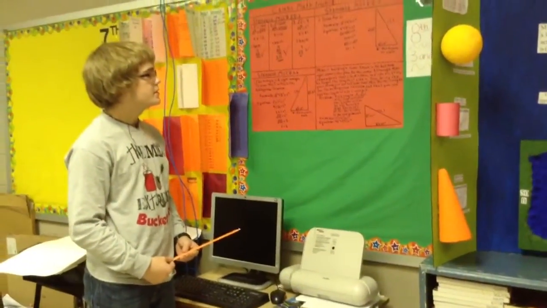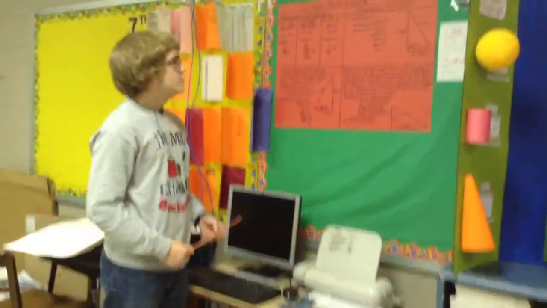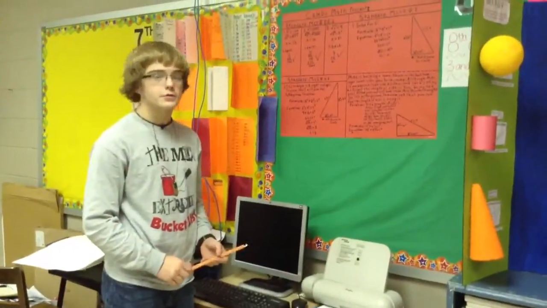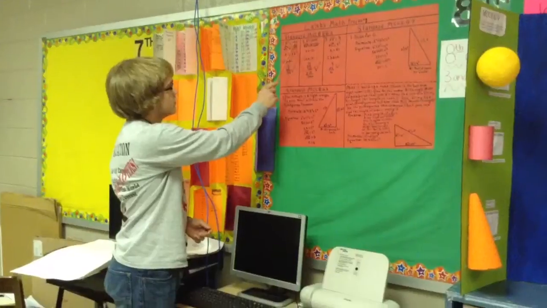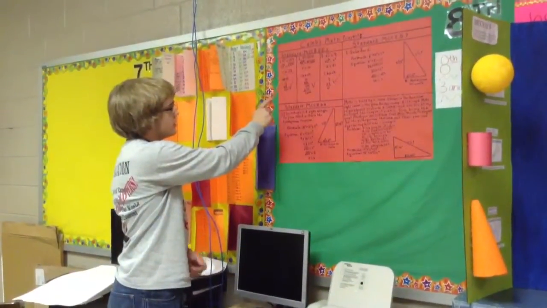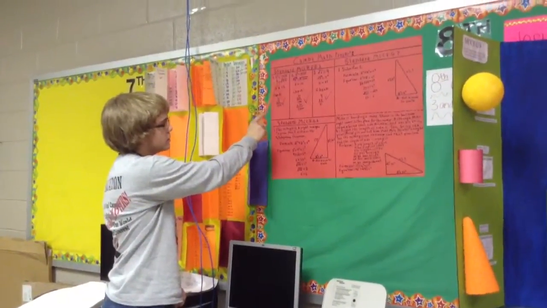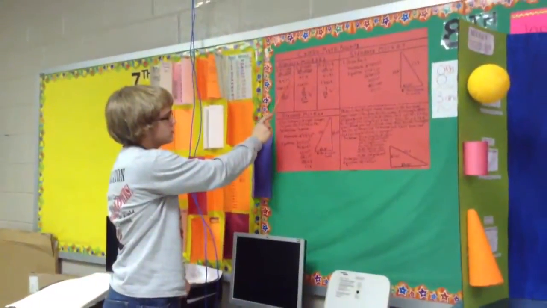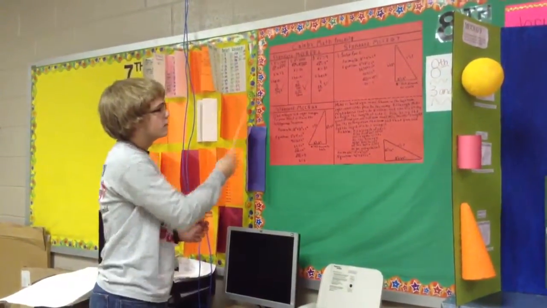MCC8G7, and MCC8G6. Now, MCC8EE2 was basically exponents and square roots. So, number one is x squared equals 144. You take the square root of x squared and the square root of 144. The square root of x squared cancels, and then you get x equals 12. And then to check my work, I did 12 times 12 equals 144.